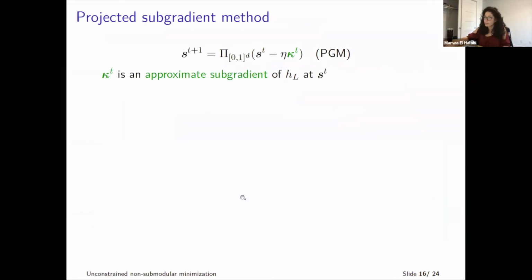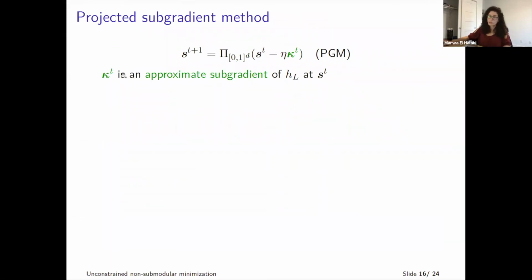Okay, so now equipped with this approximate subgradient, we can do the same algorithm that is used in submodular minimization, which is the projected subgradient method, which works as follows. We start at a point in the hypercube, let's say all zeros, and then you take a step in the direction of this approximate subgradient kappa. Then you project back into the hypercube, and so on. You keep doing that for some t iterations.